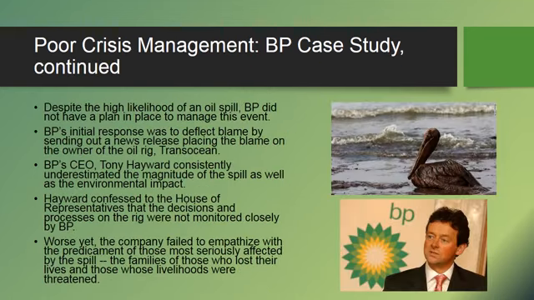Despite the high likelihood of an oil spill, British Petroleum did not have a plan in place to manage this event. BP's initial response was to deflect blame by sending out a news release placing the blame on the owner of the oil rig, Transocean. That's like blaming the landlord when your neighbor turns out to be a serial killer.